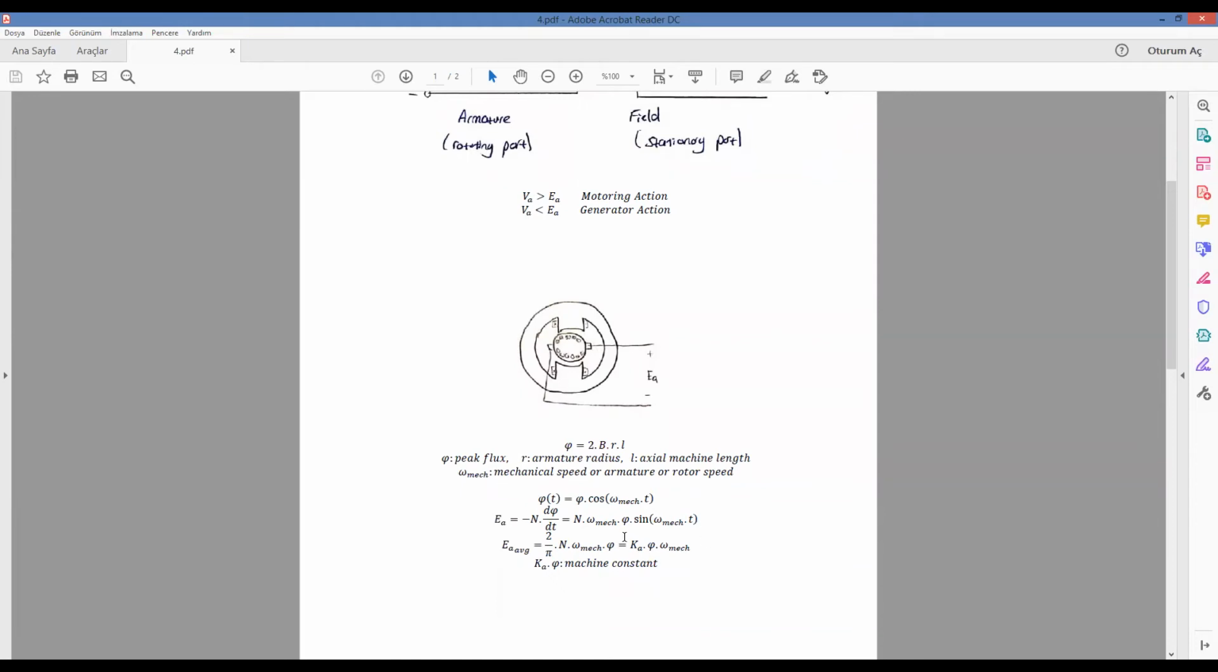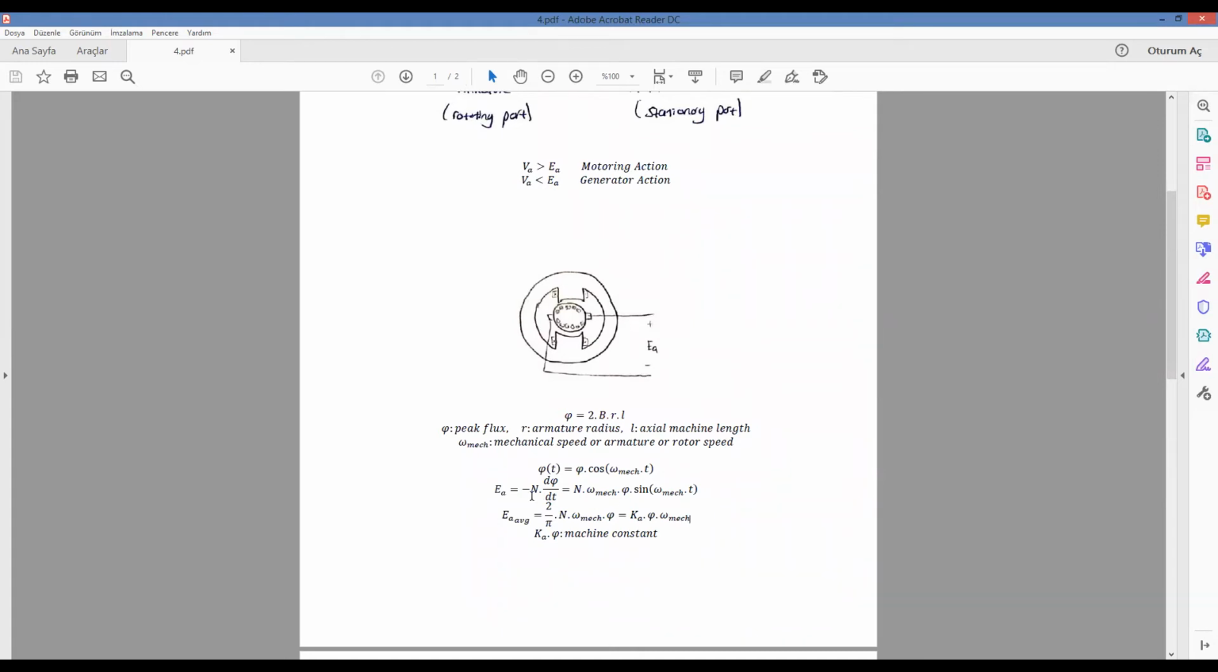If we look at the induced voltages, they are measured from the brush terminals, and induced voltages can be found from these equations. As you can see, induced voltages are related to flux and rotating speed. Of course, omega mechanical has units of radians per second. Induced voltages can be calculated as average voltage. Of course, Ka times flux, where the peak value of the flux is equal to the machine constant. Also, R indicates the armature radius, L indicates the axial machine length, and of course, omega m is the mechanical speed, or armature or rotor speed.